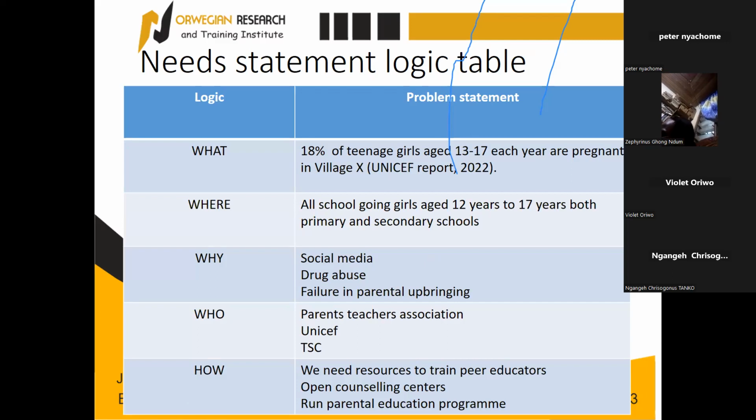We need resources to train peer educators who will be able to train others. We open up what we call a school clubs program, and these school club programs, we shall be able to fund them. We shall be able to support them.